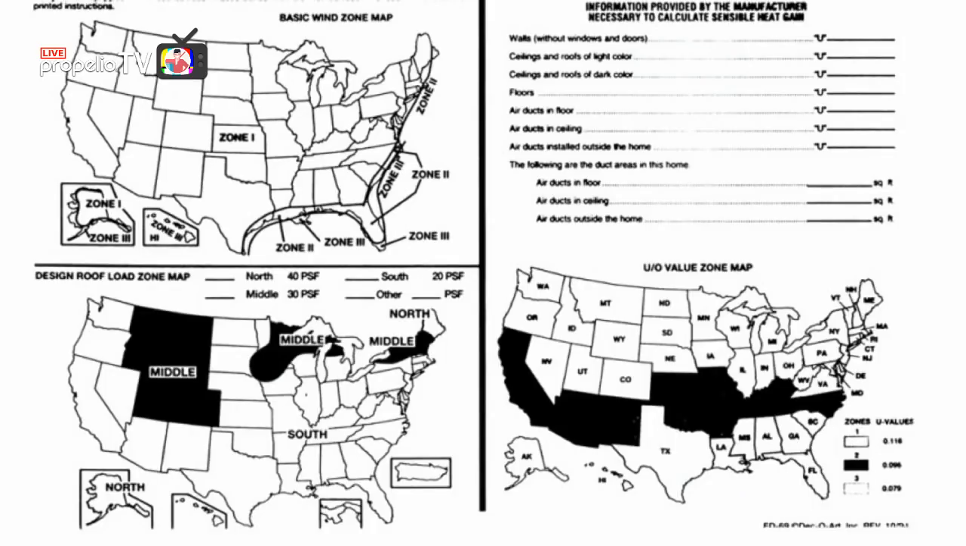So basic wind zone map in the top left-hand corner. You can see zone one. You can see zone two. That's kind of a little section there close to the Gulf. And then you've got wind zone three that kind of goes up the East Coast and through the Gulf. How many people have ever lived in Tornado Alley?